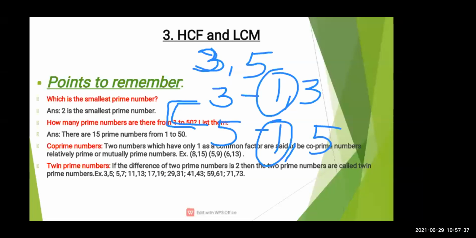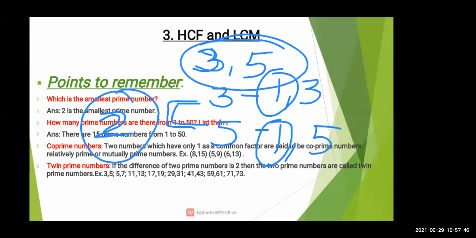What is the difference between 3 and 5? Very good. 3 और 5 के difference क्या है? 2. So this 3 and 5 is which type of number? It is twin prime number. Twin prime number means what?